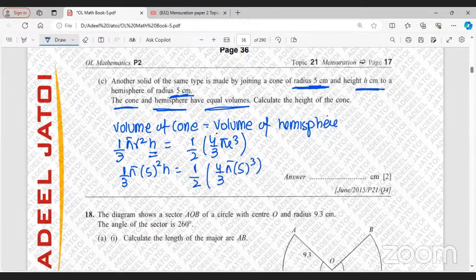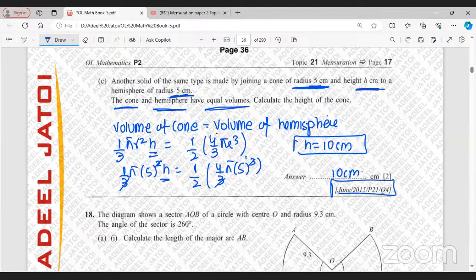So if we solve this together, to find h, obviously we'll cross multiply with the numbers, solving 5 square as 25, 5 cube as 125. Or you can eventually cancel every number, like 3 and 3 can be cancelled, the square can be cancelled by the cube, so you'll be left with power 1. The end result h will be 10 centimeter when you solve it through the calculator. So 10 centimeter is your answer.